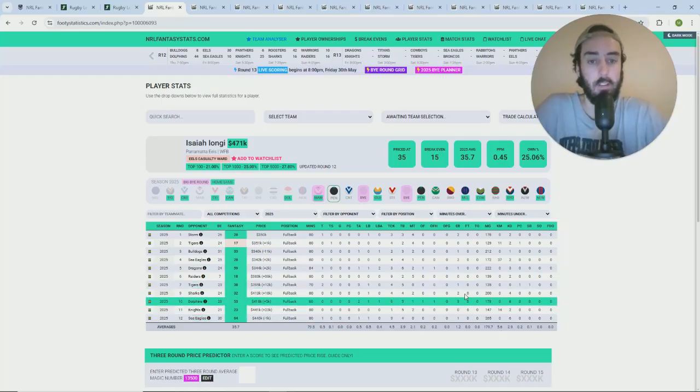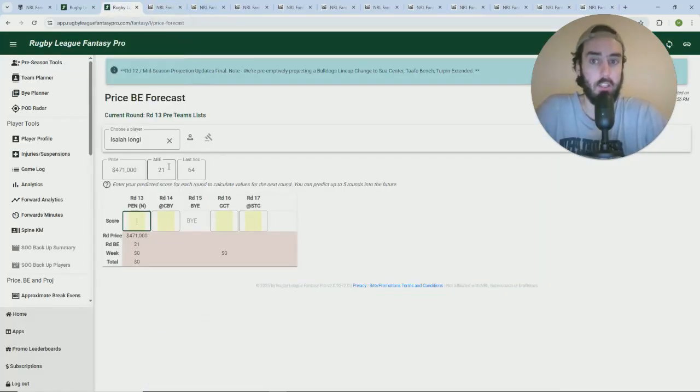His meters gained are really strong. His tackle break count is good. He shakes off a few tackles. And yeah, he's got an increased role recently. But just with that break even, again, this is for this week only, so you can easily hold for this week and hope for the best. Obviously, we're projecting he scores 35.